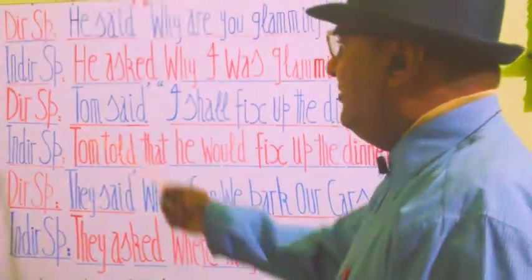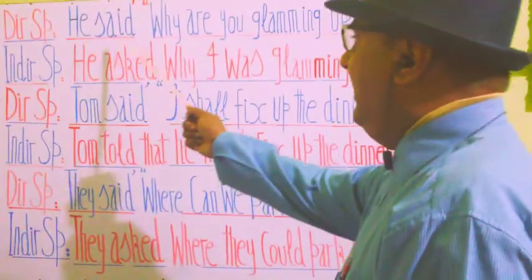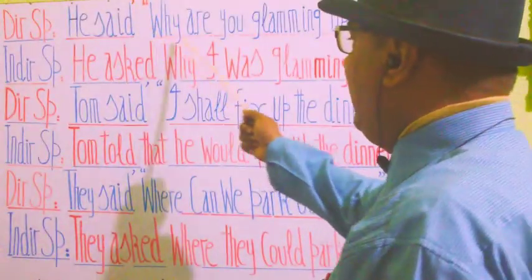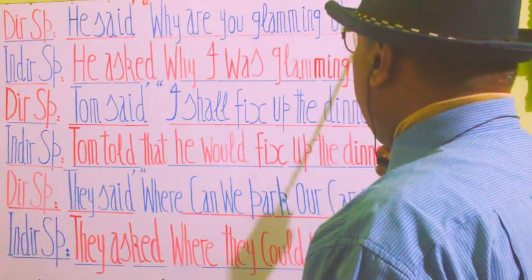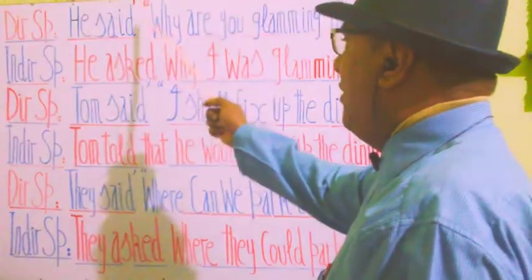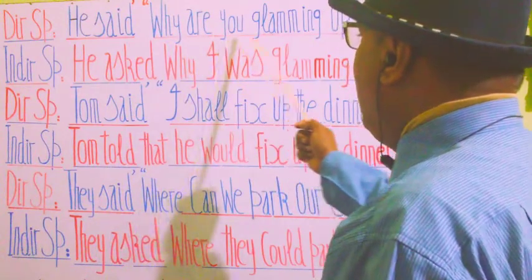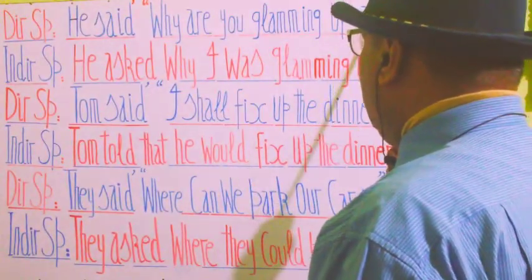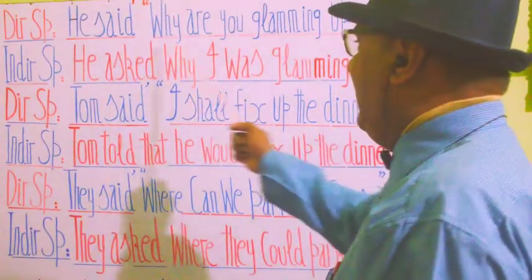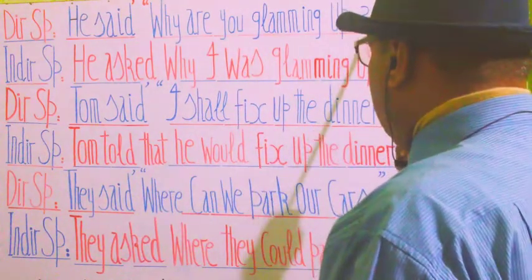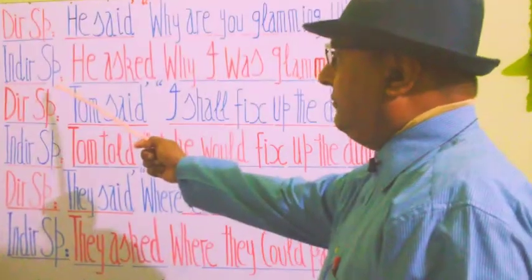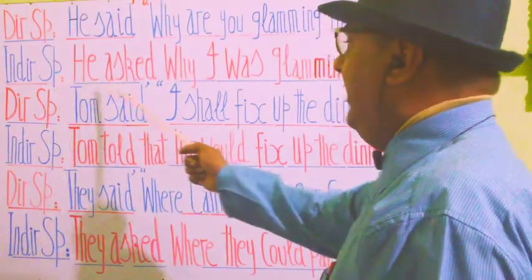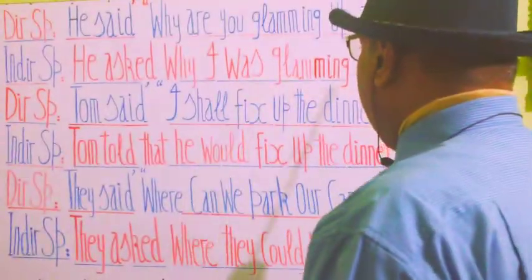The first one is, you see here, direct speech. He said, comma, inverted comma start, why are you climbing up? Commas close, interrogative sign. Let's see its change. Indirect speech is, he asked why I was climbing up.